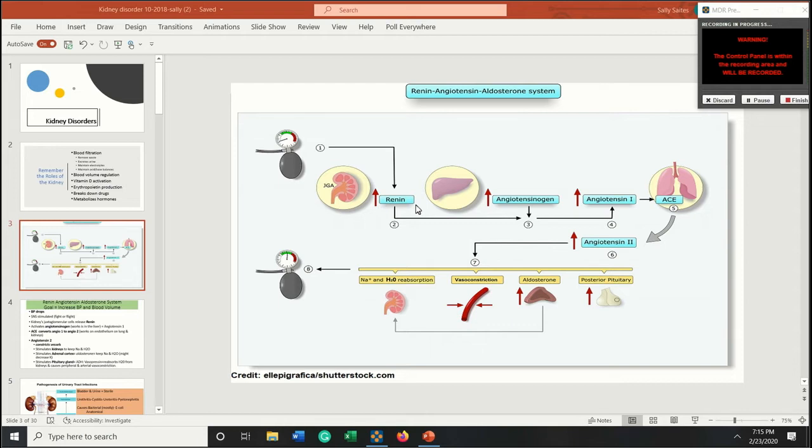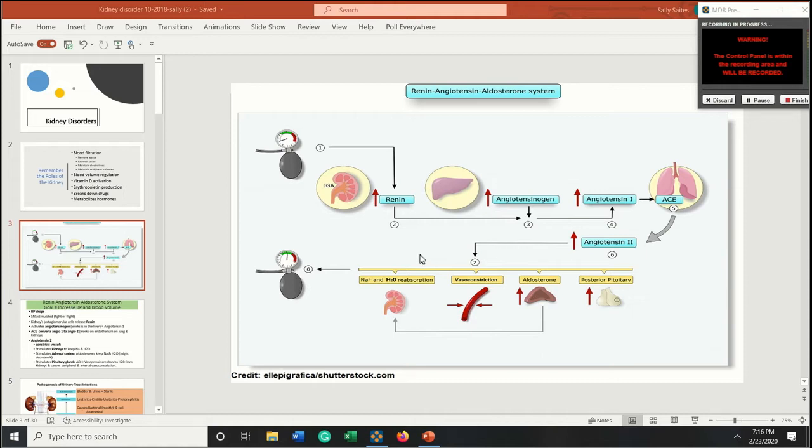The renin activates the angiotensinogen from the liver, converting it into angiotensin 1. So now we've got our angiotensin 1, and our ACE, which is our angiotensin converting enzyme, actually works on the endothelium of the lungs and kidneys. That converts angiotensin 1 to angiotensin 2. Now, angiotensin 2, remember, is where we want to be, because it is what triggers the 4 events that can help with our blood volume.